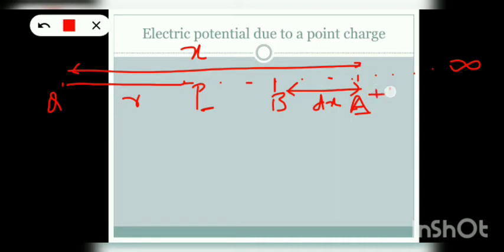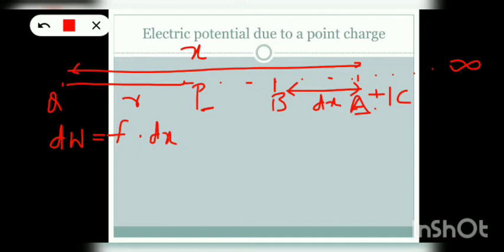So what will be the work done to move a unit positive charge from A to B? If we place 1 coulomb charge, the unit positive charge, at the point A, and we want to move this 1 coulomb charge from A to B, what is the work done? Since the charge is moved through a very small distance, the work done also will be very small, and we can denote that work done by dW. For any work done, the equation is force into displacement, and here the displacement is dx.